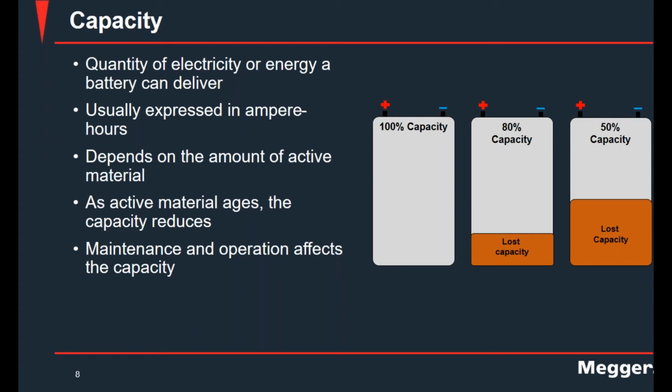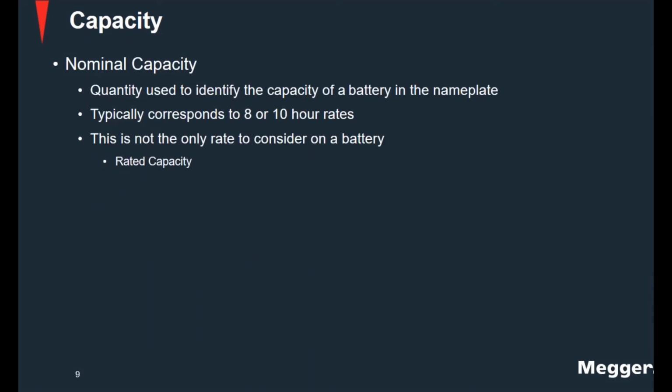gets reduced. Like the images that I have here show, you start losing volume in that tank that the battery represents. So basically, you lose the space that you have available to run a test, to store energy. And that's what you want to measure. You want to know what percentage of capacity you have in a battery. And as said before, the maintenance and operation affect this quality.